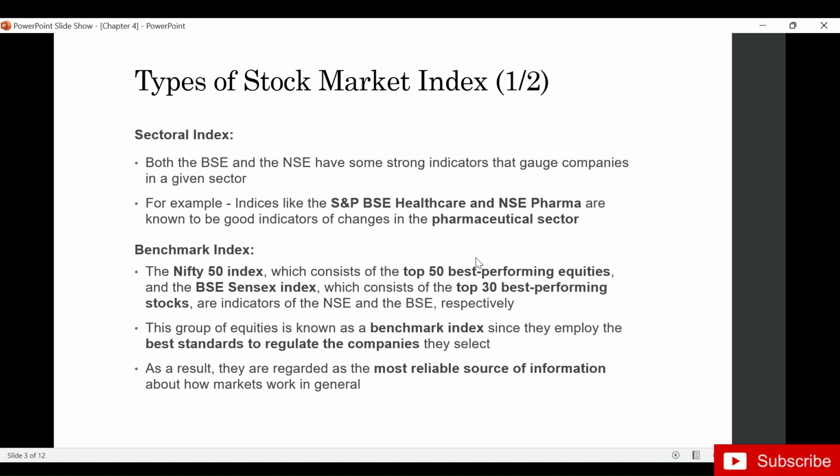Now this group of equities is called a benchmark index because they employ the best standards to regulate the companies. Also, the Nifty 50 and the Sensex are considered to be the most reliable source of information about how the stock markets work.